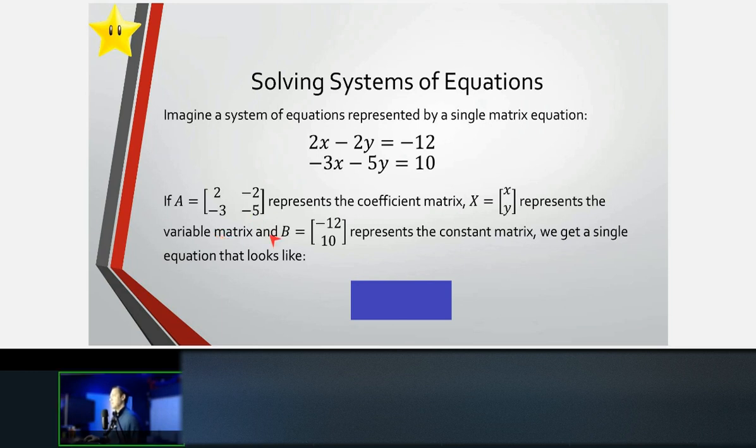And then our B matrix represents the constants. So we have -12 and 10. So again, your A matrix is the coefficient matrix, your B matrix is the constant matrix, and your X matrix will just be your variables, X, Y. It'll always be X, Y.